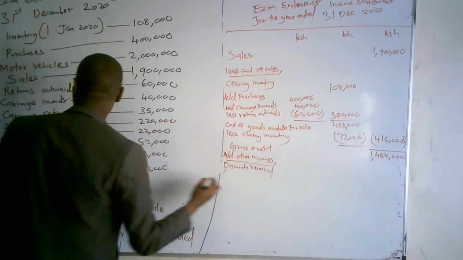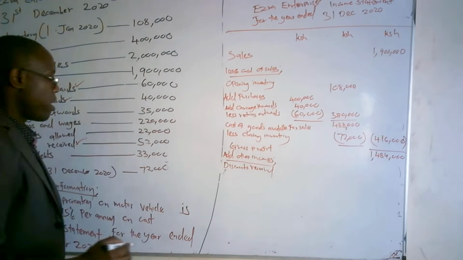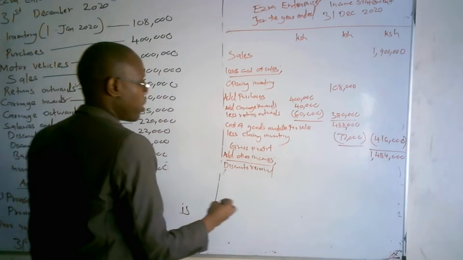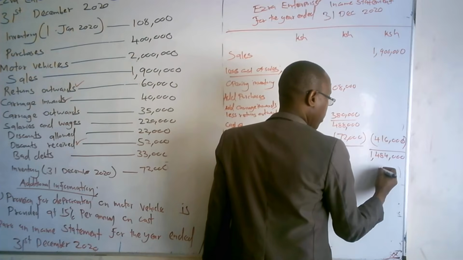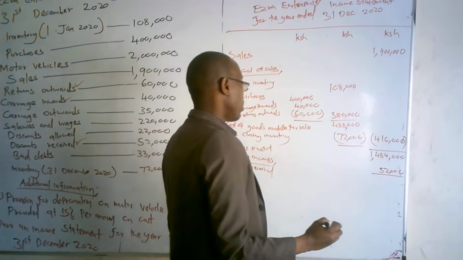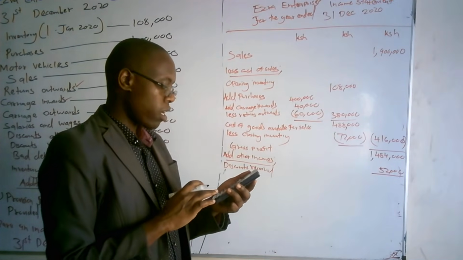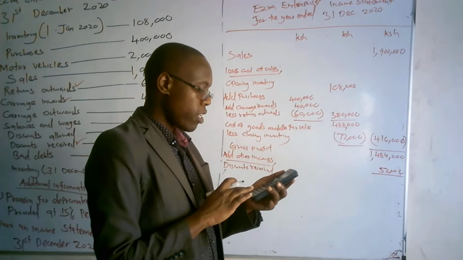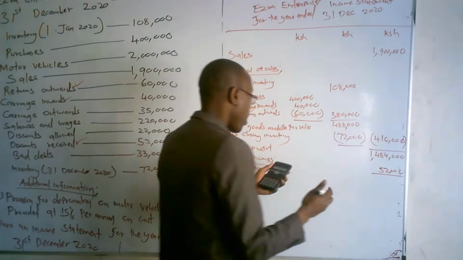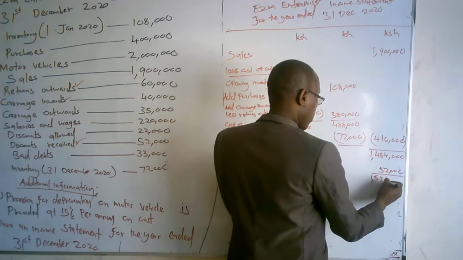The discount received that you can see here is always an income, and it must be added to the gross profit. And the discount received is 52,000. So we are going to add this 52,000 here. We do not have another income, so we add that discount received. So I'm going to take 1,044,000 plus 52,000, and I'm going to have 1,536,000.